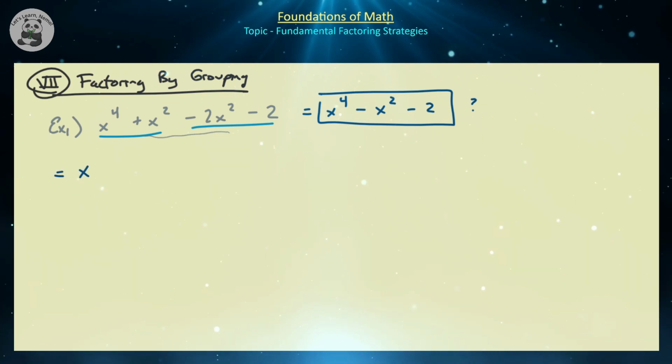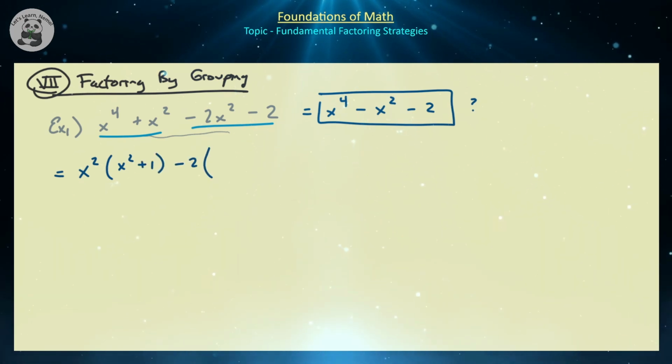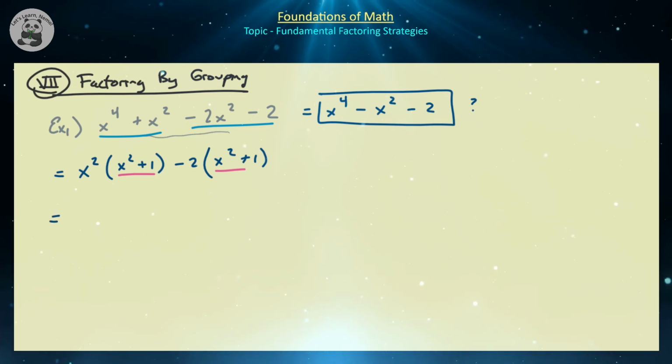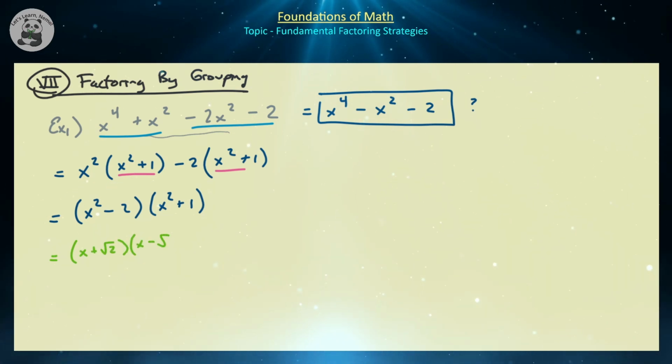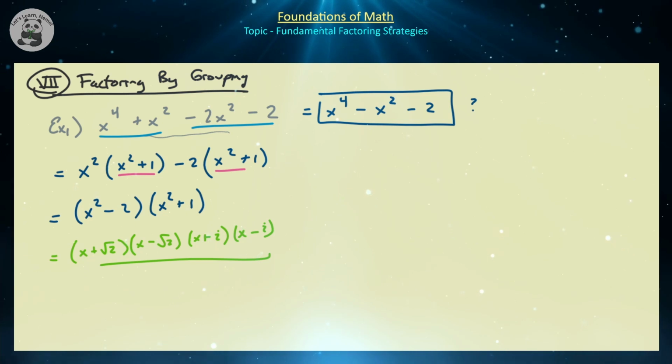So if I GCF the first two, I'm going to have x squared times x squared plus 1. And if I take out a minus 2 out of the last two terms, notice that that's also going to give me x squared plus 1. The insides of those parentheses are the same, so this is just going to give me x squared minus 2 times x squared plus 1. Keep in mind that's just a difference of squares and a sum of squares, so technically I can write that as x plus the square root of 2, x minus the square root of 2, x plus i, and x minus i, and that's your completely factored representation.